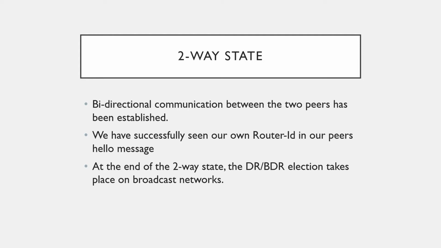Now, once again, in the two-way state, we have established bidirectional communication between the two peers, and we know that we have bidirectional communication due to the fact that we see our own router ID in our peer's hello message. At the end of the two-way state, the DR and the BDR election takes place whenever we have some type of broadcast network.